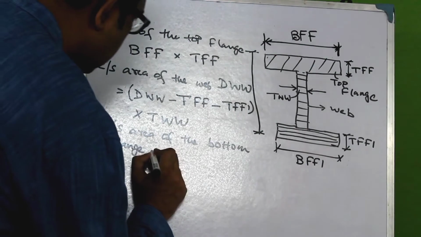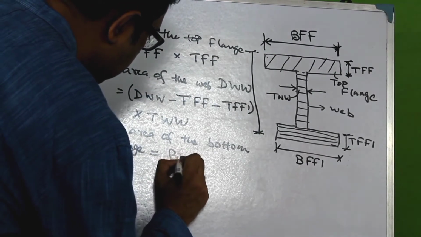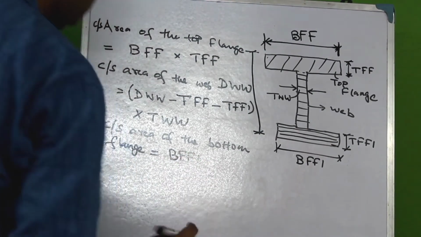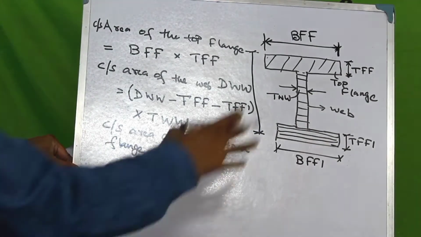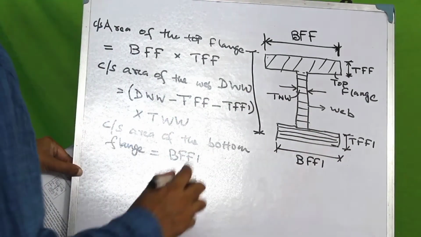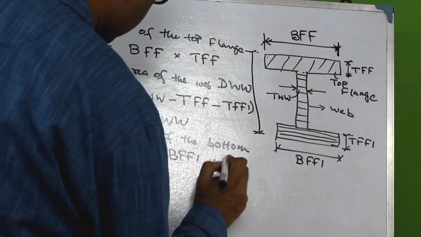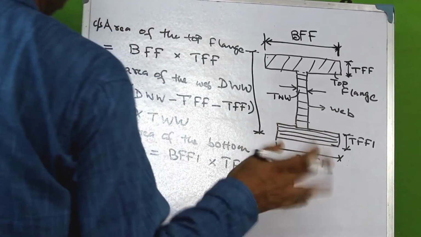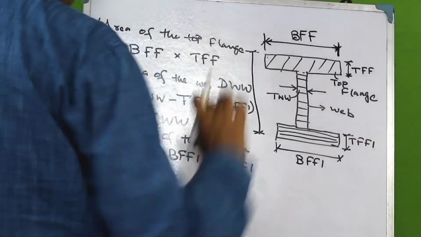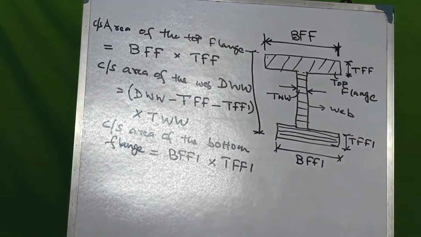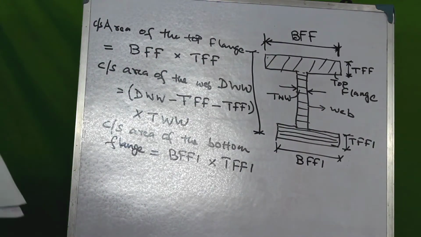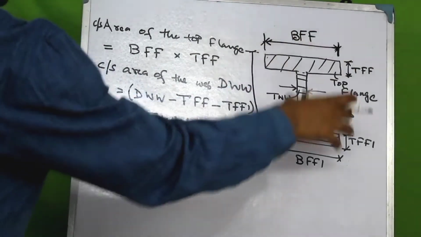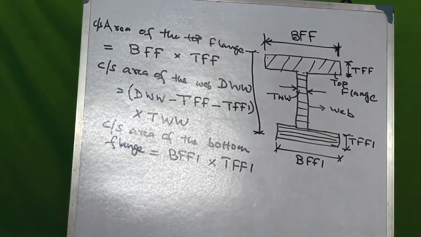And this would be simply BFF1, which is the width of the bottom flange, multiplied by TFF1, which is the thickness of the bottom flange. So we have the cross-sectional area of all the three components of this particular section.